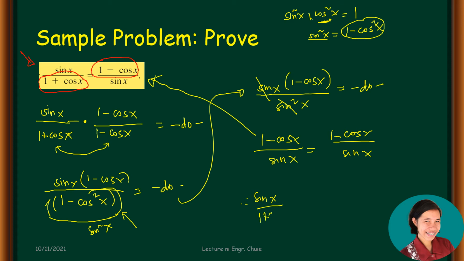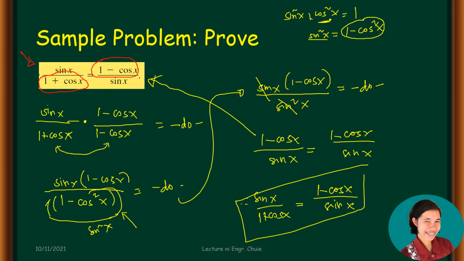over 1 plus cosine x is equivalent to 1 minus cosine x over sine x, since conjugate lang siya. We have here 1 minus cosine x over sine x. Okay, since conjugate lang yung dalawang function.